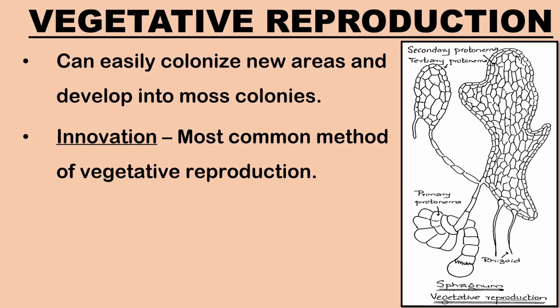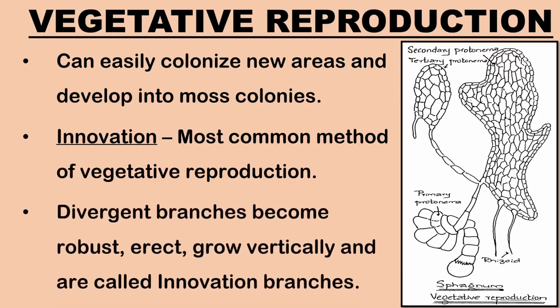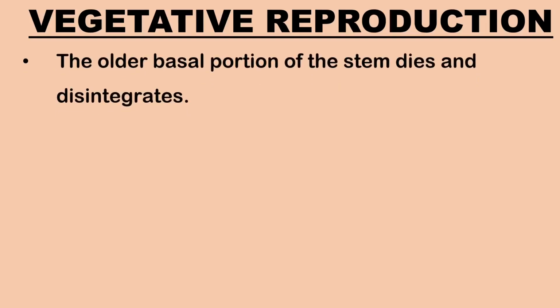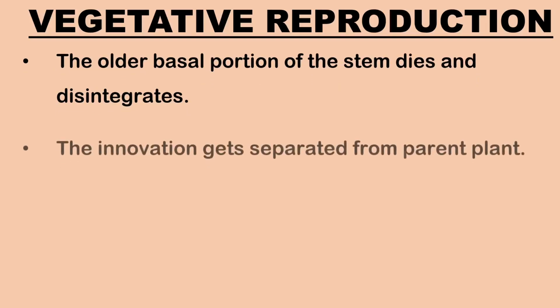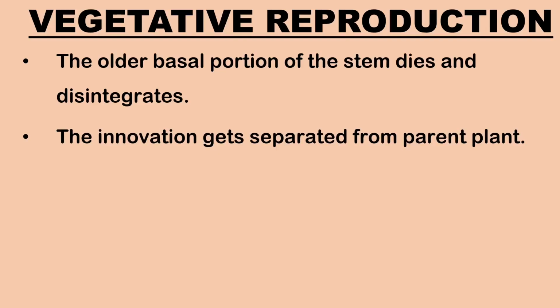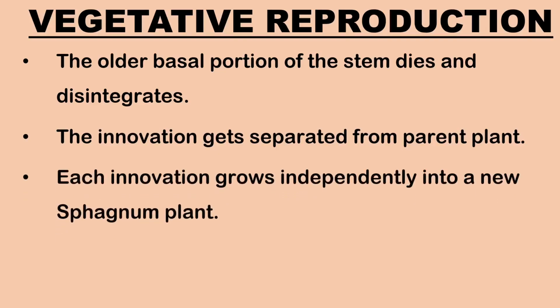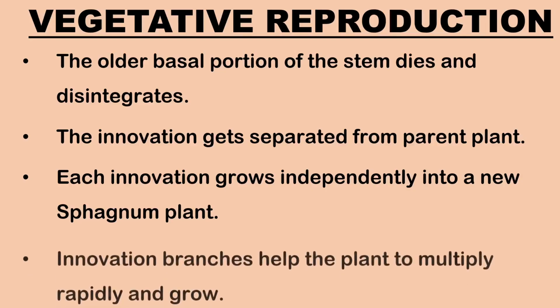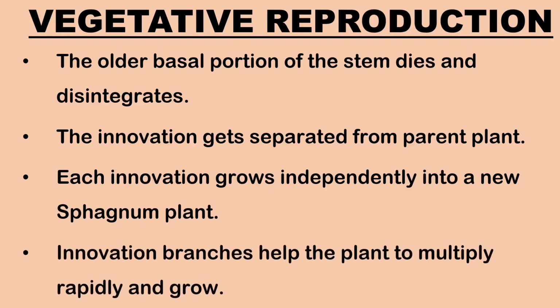Innovation is the most important method of vegetative reproduction in Sphagnum. Sometimes divergent branches become robust, erect, grow vertically, and resemble the main stem. These are called innovation branches. As the older basal portion of the stem dies and disintegrates, the innovation gets separated from the parent plant. Each innovation grows independently into a new Sphagnum plant. Innovation branches help the plant to multiply rapidly and maintain its growth.